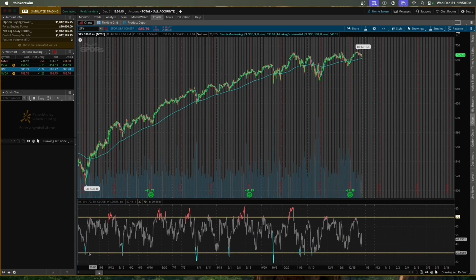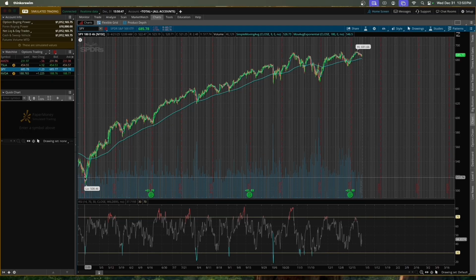So down here, it hits below 30. So you can see that this is probably a good point for you to buy because it's a little bit oversold. And as you can see, there was a run up after that happened. Up here, it says it's overbought. So typically SPY is going to continue upward on an upward pattern, but up here it's a little bit overbought.